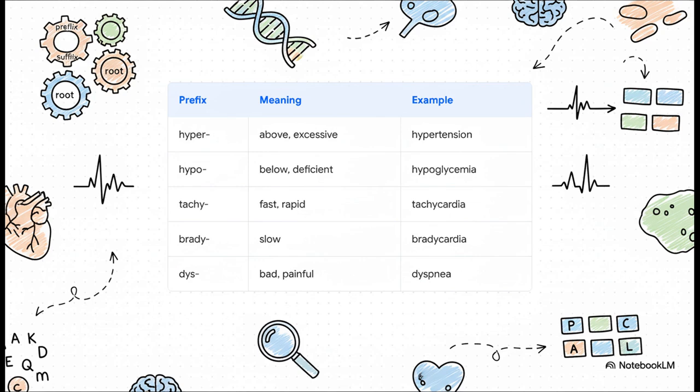Okay, let's build that cheat sheet. These prefixes, you're going to see them everywhere. And here's a little pro tip for studying. Notice the pairs. Hyper is excessive, hypo is deficient. Tachy is fast, brady is slow. Learning them as opposites makes them stick in your brain so much better.